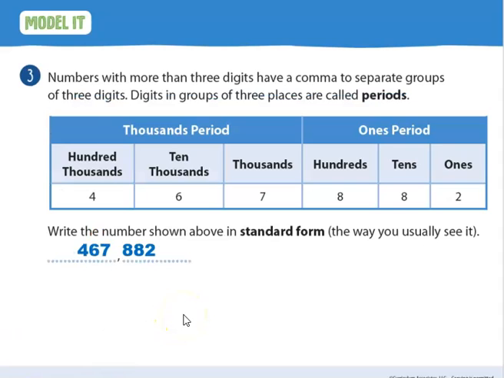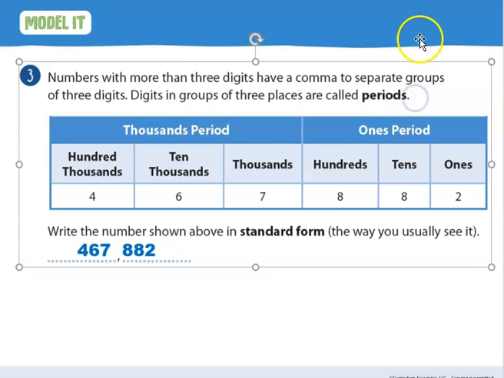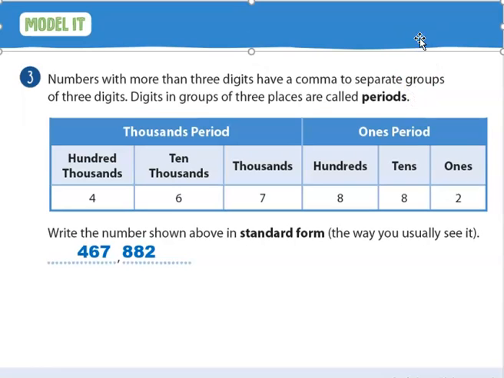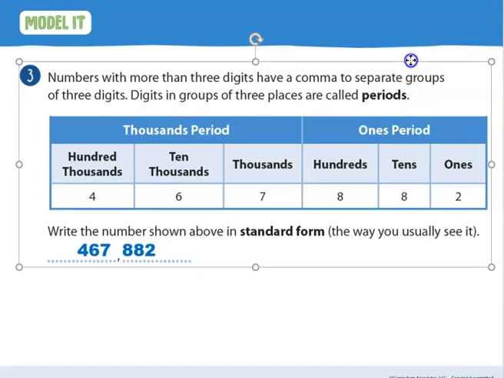Now, here's a place value chart with a larger number and an added heading at the top. Notice right here we have this heading, and this heading is talking about periods. Let's read this. Numbers with more than 3 digits have a comma to separate groups of 3 digits. Digits in groups of 3 places are called periods.